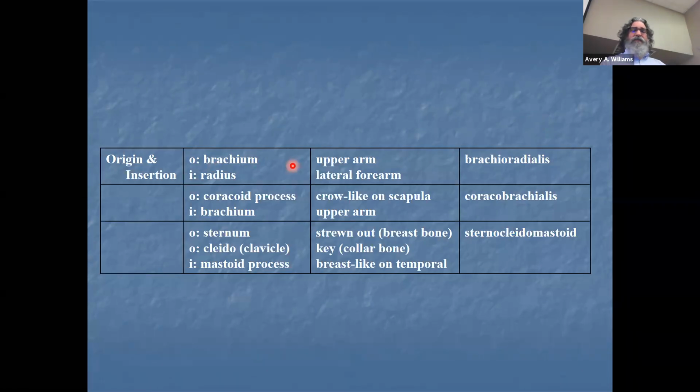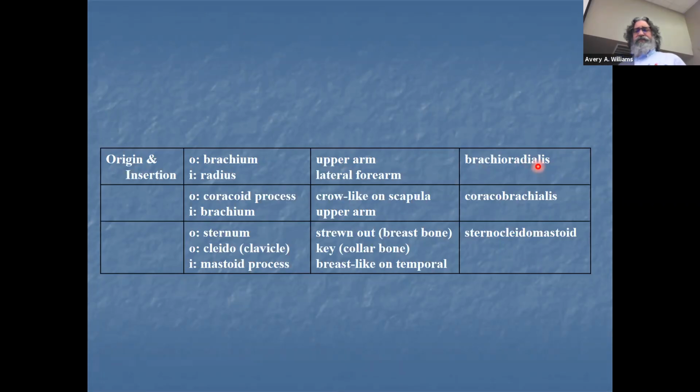So brachium, upper arm, that's your humerus, right? And radius, that's your lateral forearm. Remember, your forearm has 2 bones in it, radius and ulna. And so this muscle, brachioradialis, its origin is on the humerus, and it inserts on the radius. So how do you know that? Well, origin first, second, the insertion.